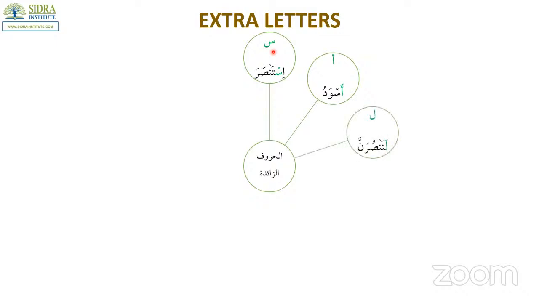Lam can also appear as an extra letter. This is when it's a prefix. Here we can see lanansuranna, definitely we will help. So this is actually not part of the verb, but it's a prefix. So it can come when you want to eliminate the extra letters.